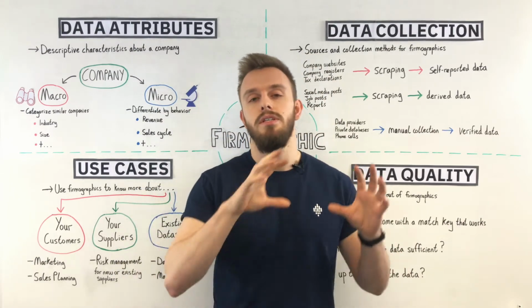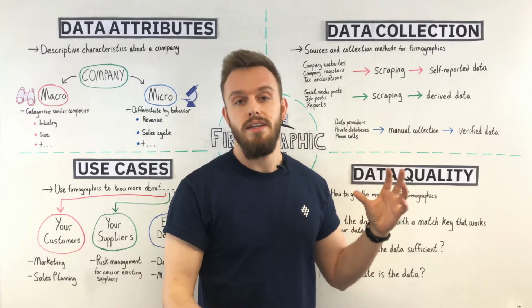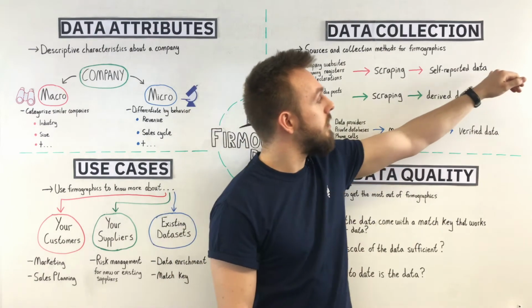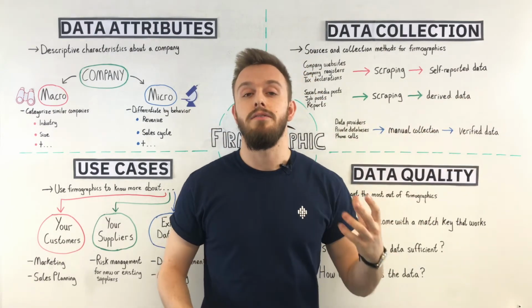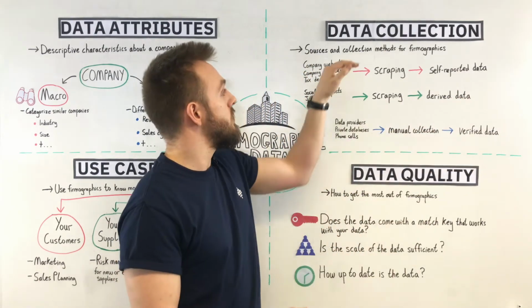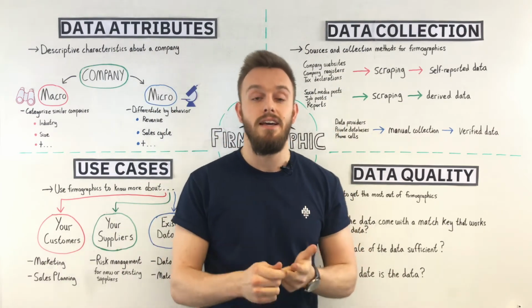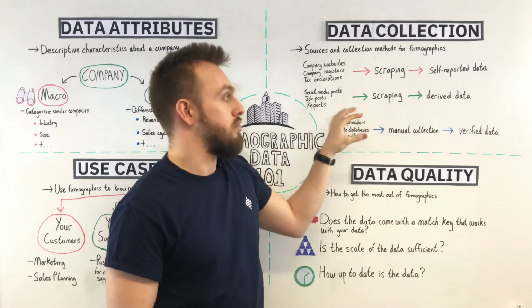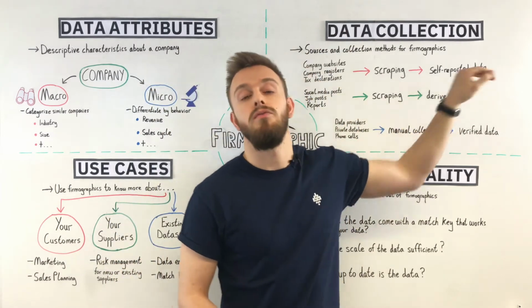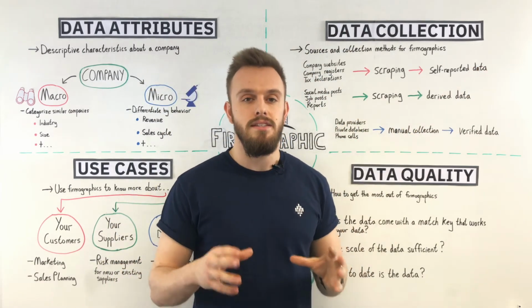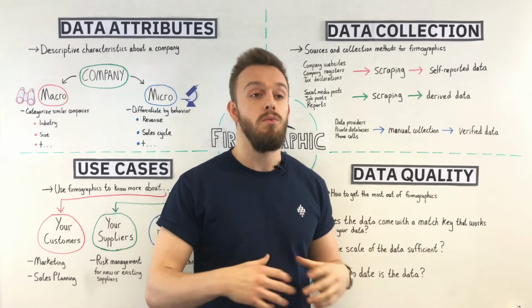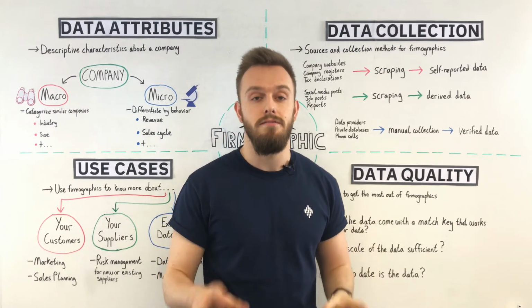So how do these firmographic data providers acquire their data? Well, it basically results in three different data types. Firstly, they could scan through things like company websites, company registers, and their tax declarations. And once these are scraped, they get what is called self-reported data. Now, this is data on information that's been provided willingly and freely by the companies.